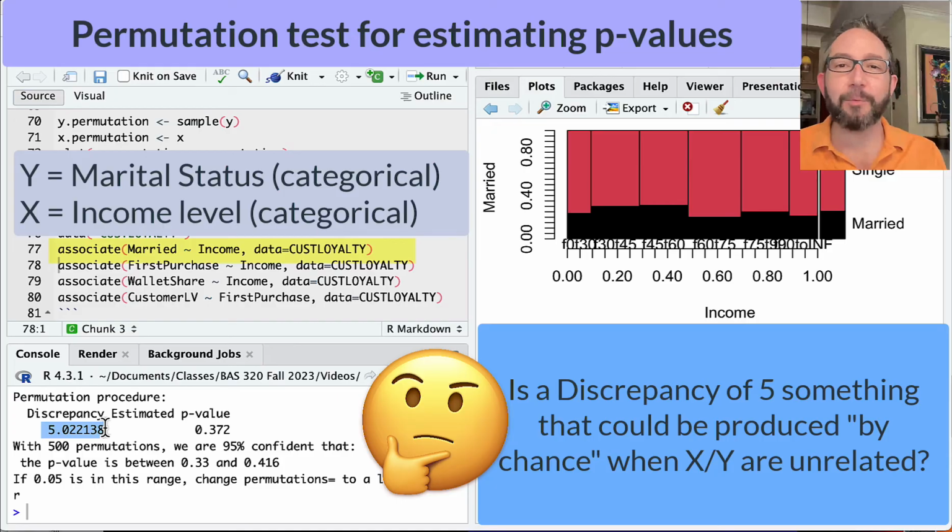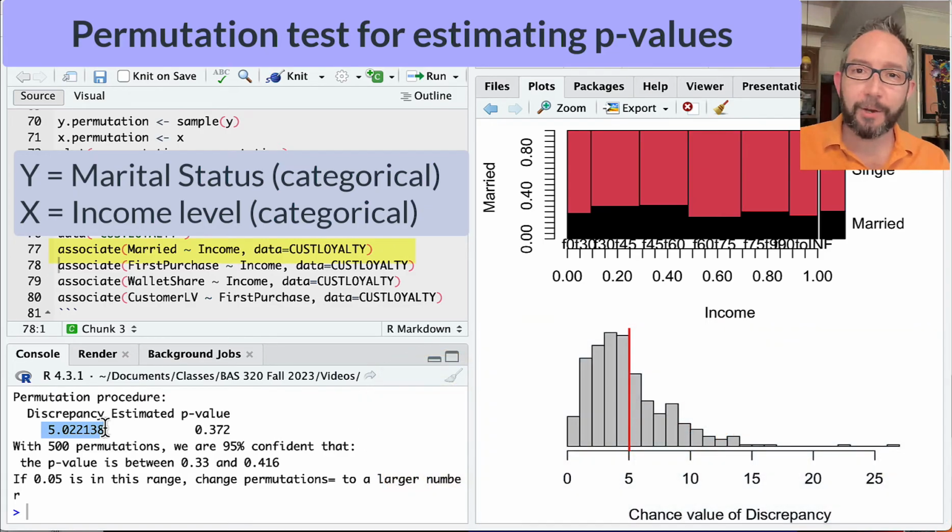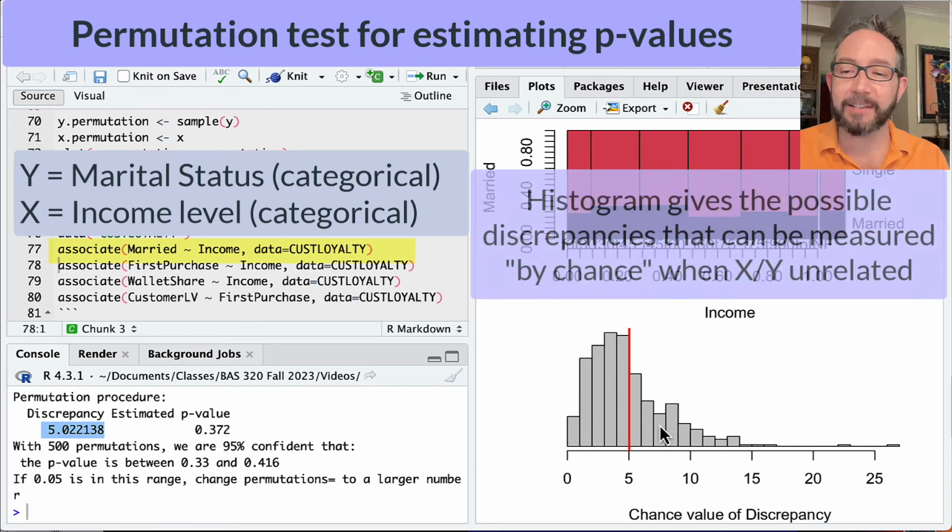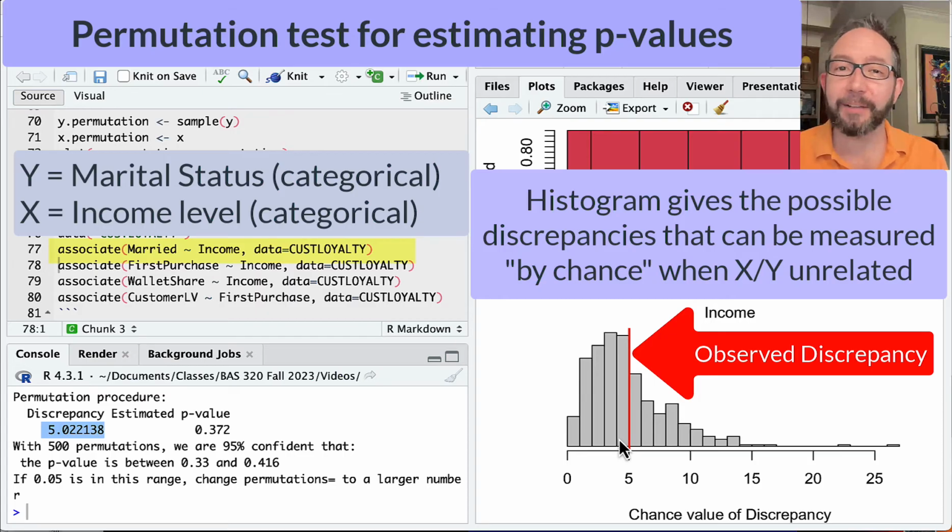Our question becomes, okay, is a discrepancy of 5 something that could be produced just through the randomness inherent in the data collection process, or is this discrepancy of 5 indicative of an association going on? So what we do, we randomly pair up the x and y values, we measure the discrepancy for those permuted data sets, and after the course of 500 permuted data sets, we get a nice histogram of the values of the discrepancy that arise just by chance alone. The vertical red line tells us our measured value of the discrepancy, and so we just ask, what's the probability that chance alone could have produced a discrepancy at least as large as the one we observed in our data?